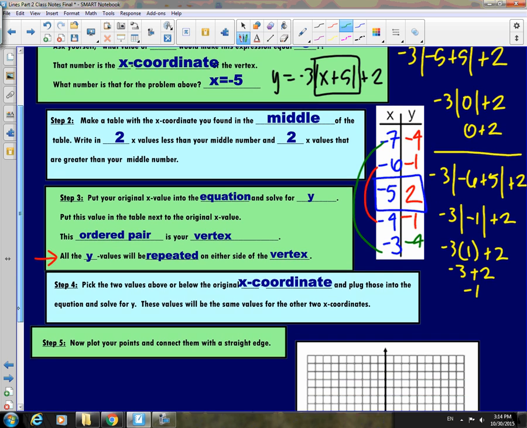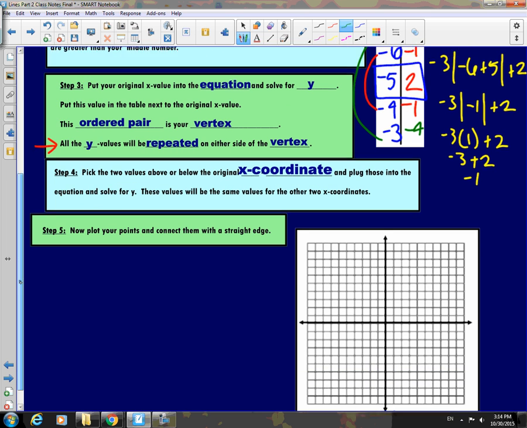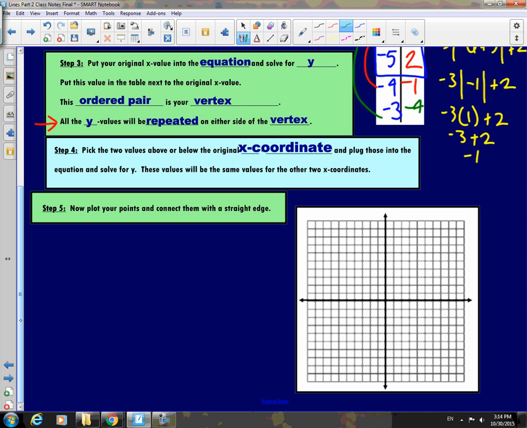Now we have our table complete. All we need to do is pick 2 values above or below the x-coordinate and plug those into the equation to solve for y, and those will be the same for the other coordinates, which we did. And now all we have to do is plot them and connect them with our straight edge.